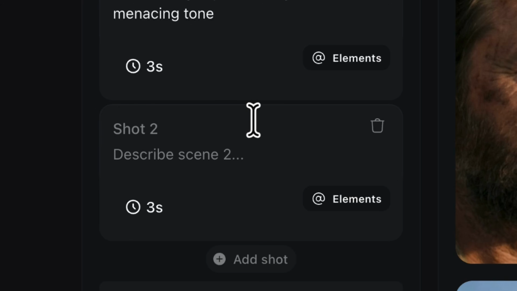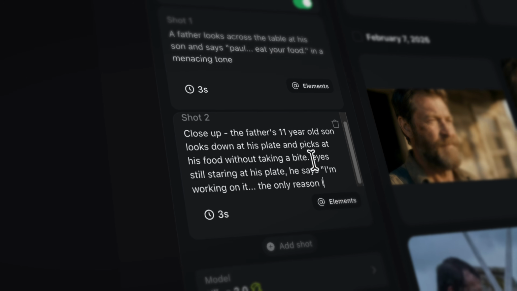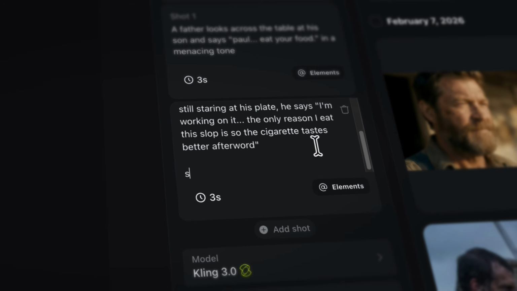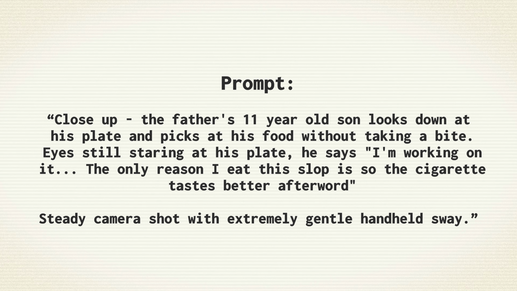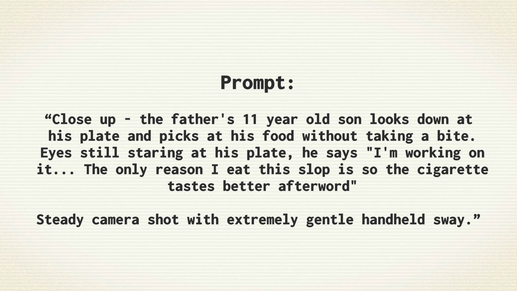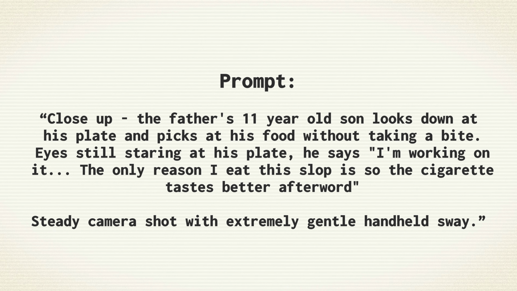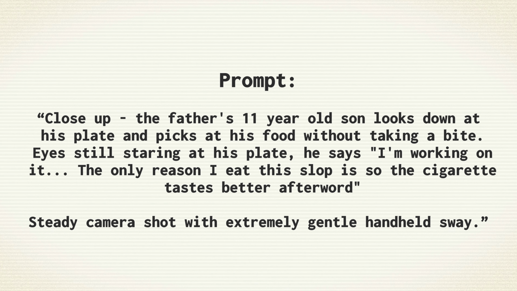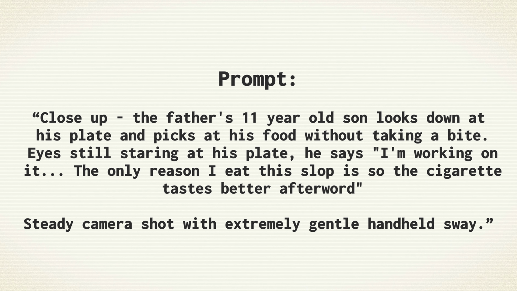Next, I'll add a shot. This is a new shot. The AI knows that it's part of the same scene, but beyond that, we need to describe everything really well because the AI doesn't have a start frame to begin with. Here's what I wrote. Close up. The father's 11-year-old son looks down at his plate and picks at his food without taking a bite. Eyes still staring at his plate, he says, "I'm working on it... The only reason I eat this slop is so the cigarette tastes better afterward." Steady camera shot with an extremely gentle handheld sway.